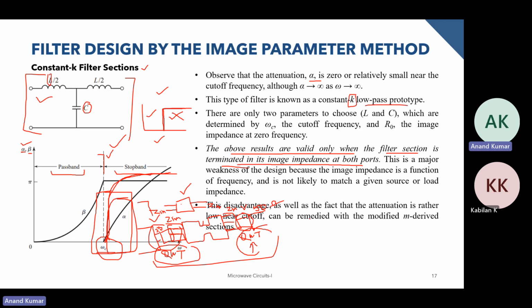Also, to avoid this image impedance issue and get better attenuation, we use what we call an M-derived section. We'll see in the coming slides how we design an M-derived section. There, we modify this circuit to include two elements over here and get a better attenuation in the stop band.